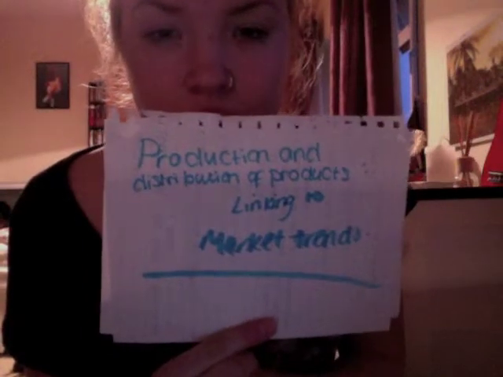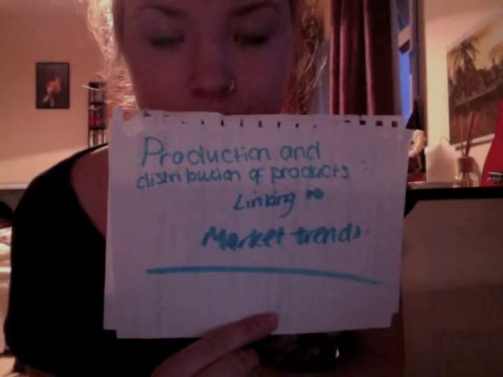Production and distribution of products linking to market trends. This is the last section I'll be talking about. So for example, the production and the distribution of the products is important. So the production is how it's made, what is the content of what is going to be produced.